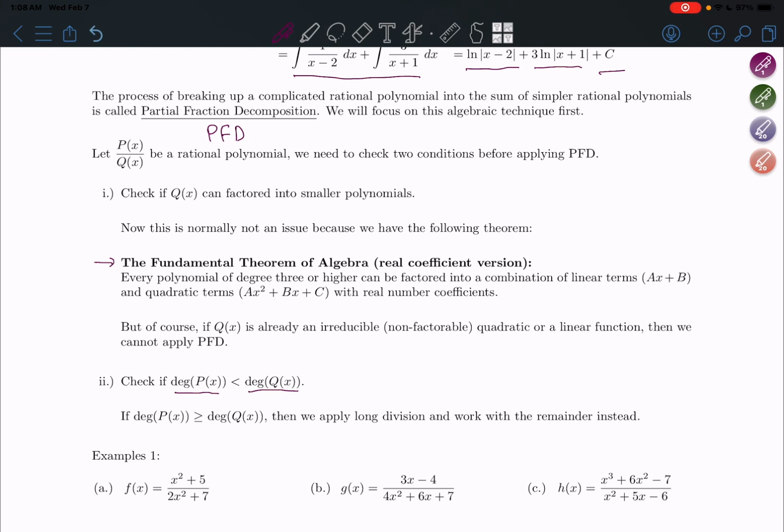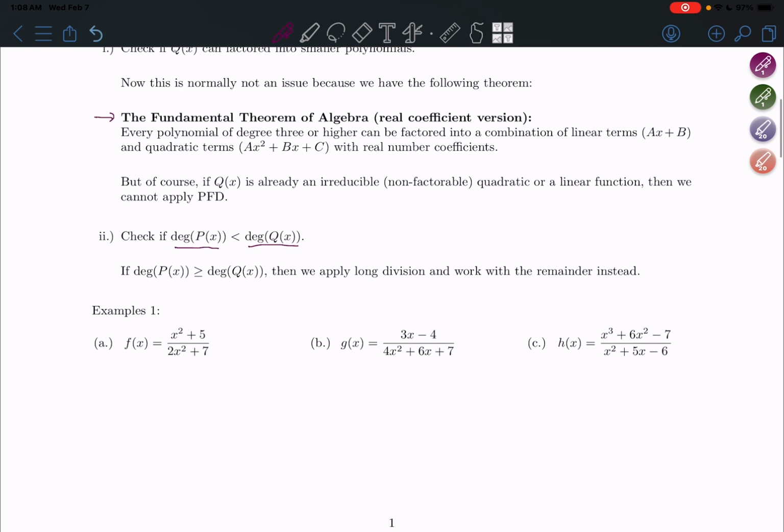Then no problem there. Chances are it's not going to divide out cleanly. You're going to have some remainder. And remember that remainder is actually going to be a rational polynomial too. So you just focus on the remainder instead of focusing on the original p of x over q of x. Okay, so basically to apply partial fraction decomposition, you need to check for these two conditions. So let's take a look at the following 3 examples here.